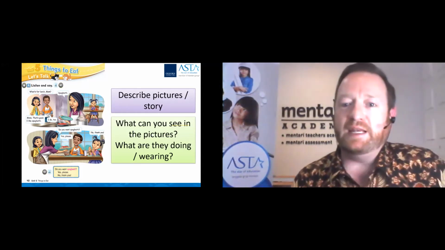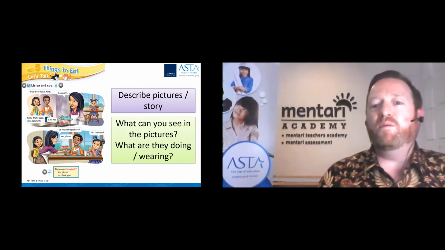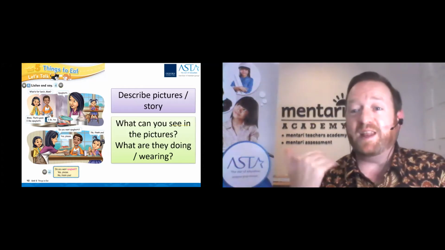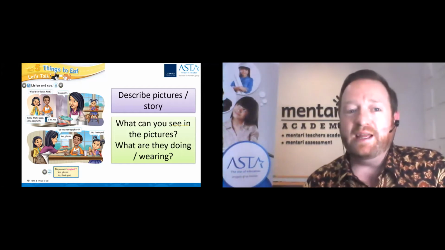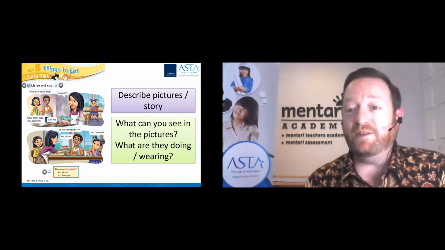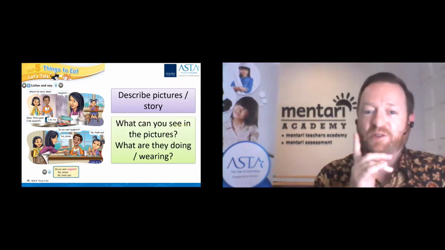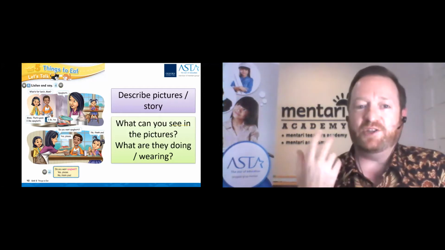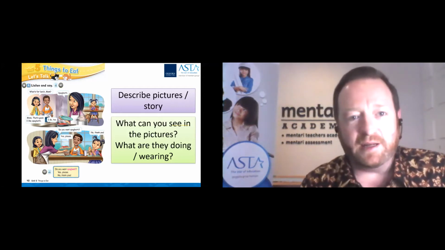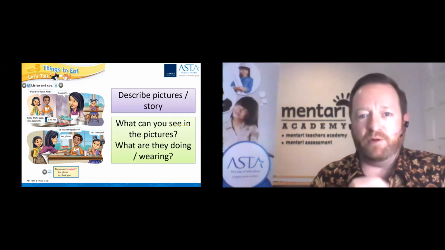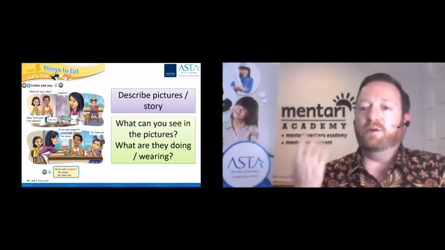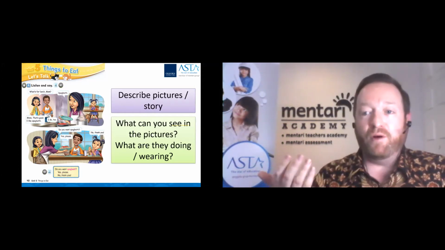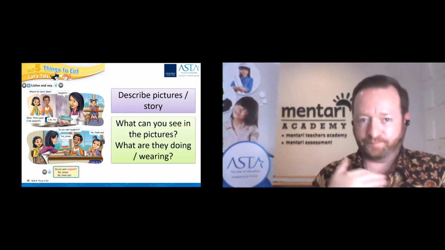So what can you see in the picture? Where are they in the house? What are they wearing? What are they doing? How do they feel? Depending on the level of your students, what color is the t-shirt? Is it a cupboard or a refrigerator or a window or a table? Whatever you've taught them before, it's good to review.